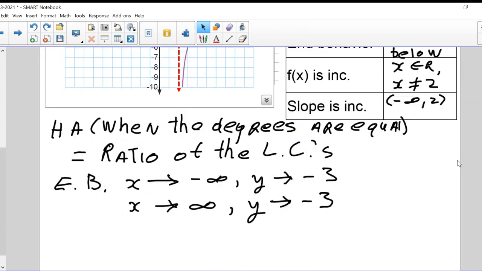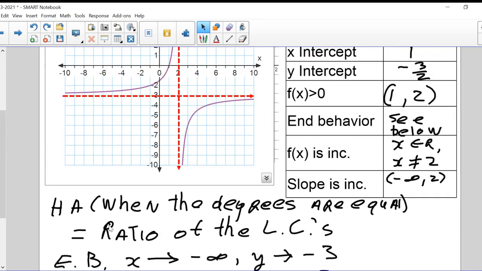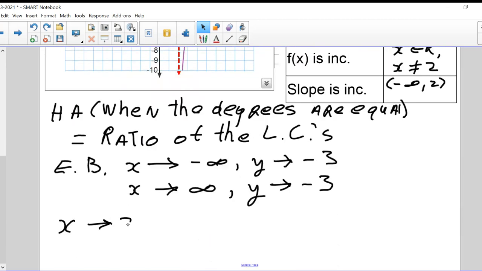Okay? Let's answer one more thing before we move along. Let's answer the behavior near the asymptote. So let's see what happens as x approaches the vertical asymptote. The vertical asymptote here is at 2. So as x approaches 2 negative. And 2 negative doesn't mean negative 2. It means 2 from the left. All right, so what's y doing? And I'll do the same thing on the other side. As x approaches 2 from the right, what's my y doing?